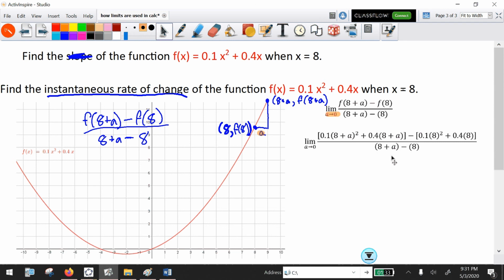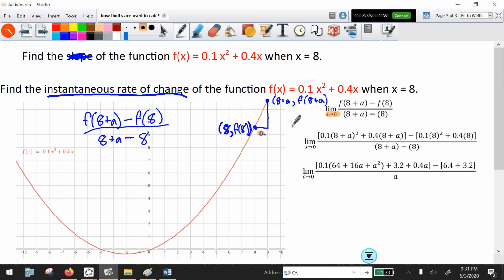All right, I'm just going to clean this up a little using algebra. That 8 plus A term right here, I'm just going to square that. And then I'm going to use the distributive property right here. And I'm going to square 8, which is 64, and multiply it by 0.1. I'm also going to multiply 0.4 by 8, which is 3.2. And here that's simplified a little bit more for you right here. Also in the denominator, 8 plus A subtract 8 is equal to just A.